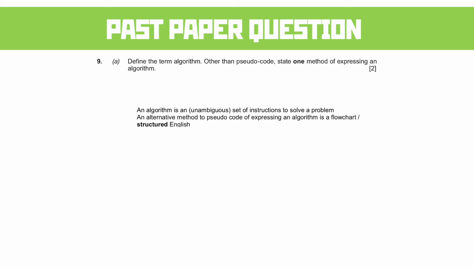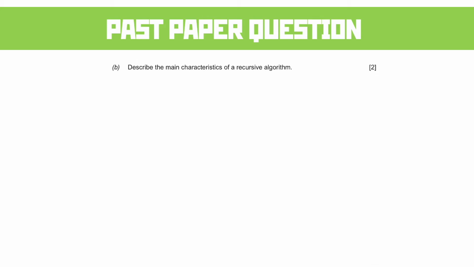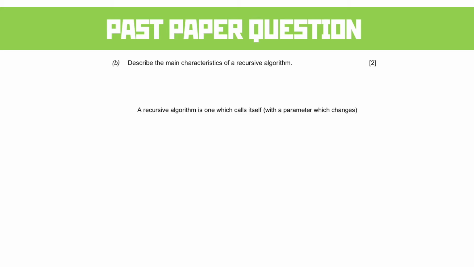Of course, you could have said structured English, but it's not technically something that we've looked at. Part B, describe the main characteristics of a recursive algorithm, only for 2 marks. Well, a recursive algorithm is one which calls itself and with a parameter which changes, so something needs to change. It can't just call itself forever without changing any values in it. And it must have a terminating condition or base case which stops the calls. And of course, you remember this allows it then to pop back up the stack and calculate the original value.